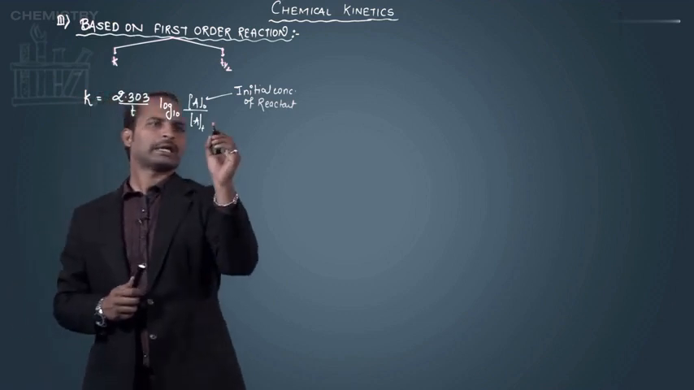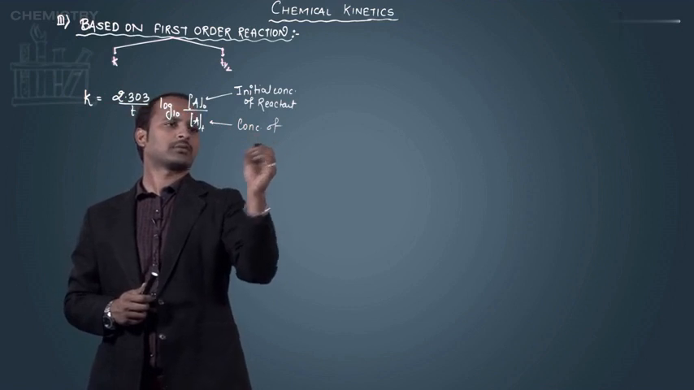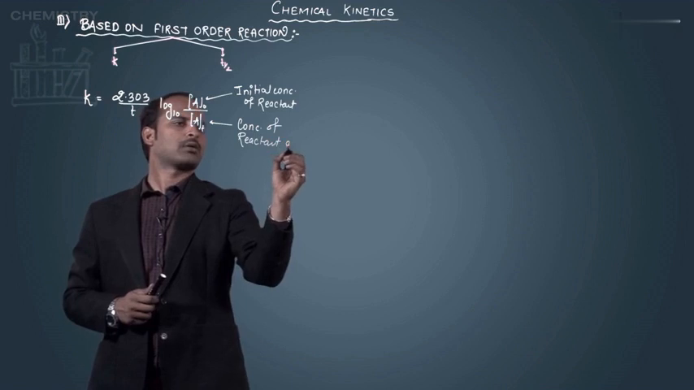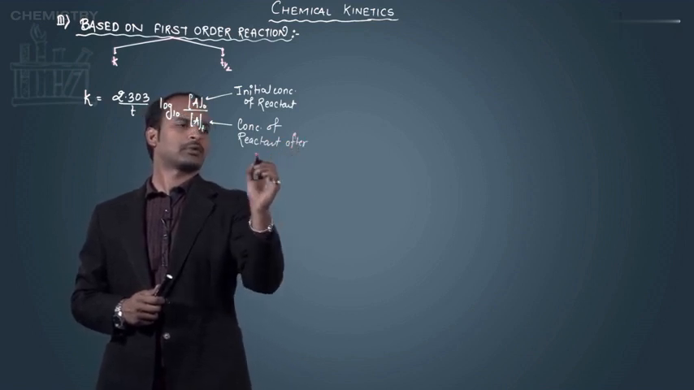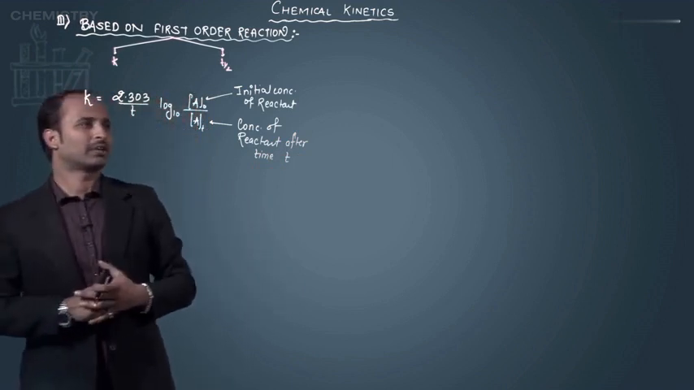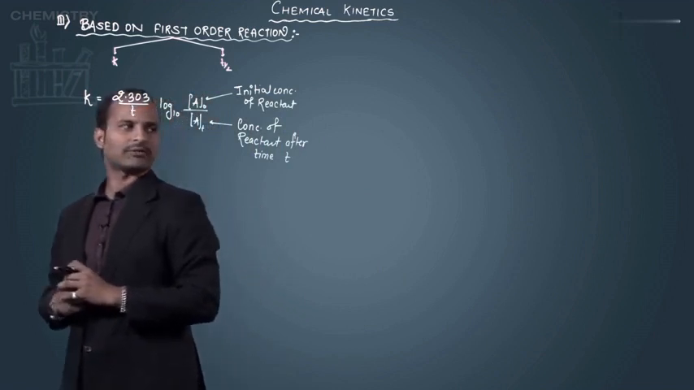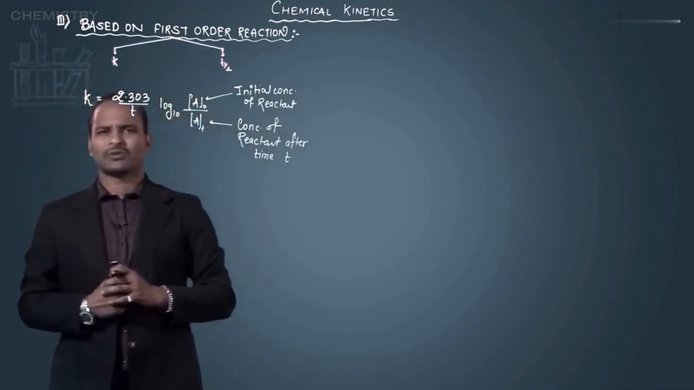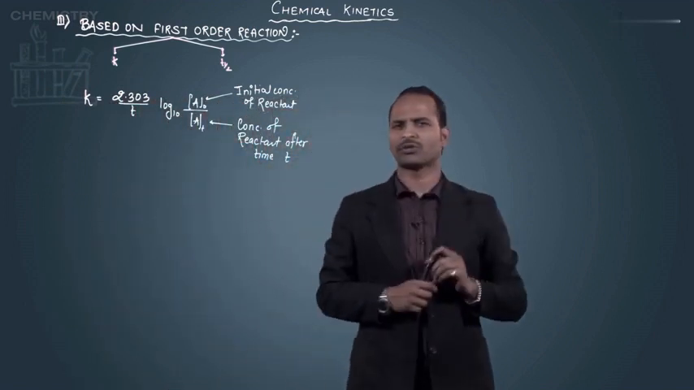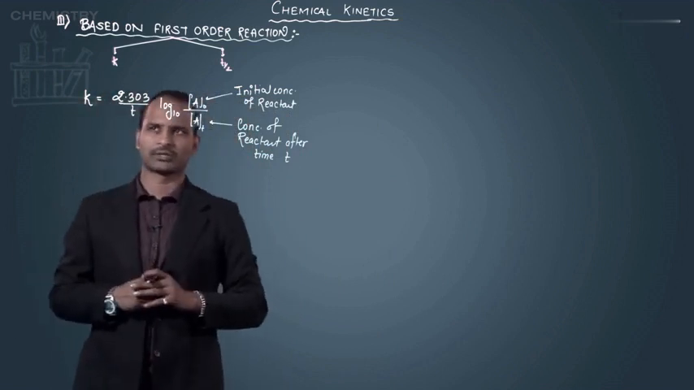and AT is the concentration of reactant after time T. So A naught is the initial concentration of reactant, and AT is the concentration of reactant after time T. Now instead of concentration, sometimes they give the questions on the pressure, sometimes on the volume. So first we will cover this formula, and then we will learn about those formulas also.